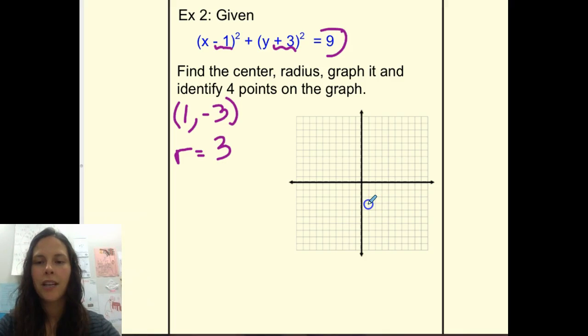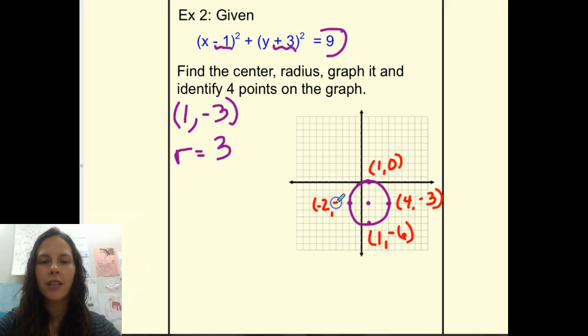Plotting the center, 1, negative 3. Make sure you plot the center that you pulled out of the equation. Our radius is 3, so we will make points 3 units away from the center, up, down, left, and right, and do the best we can to make a circle-ish type shape. And finally, we'll identify those 4 points again. We have 1, 0, 4, negative 3, 1, negative 6, and negative 2, negative 3.